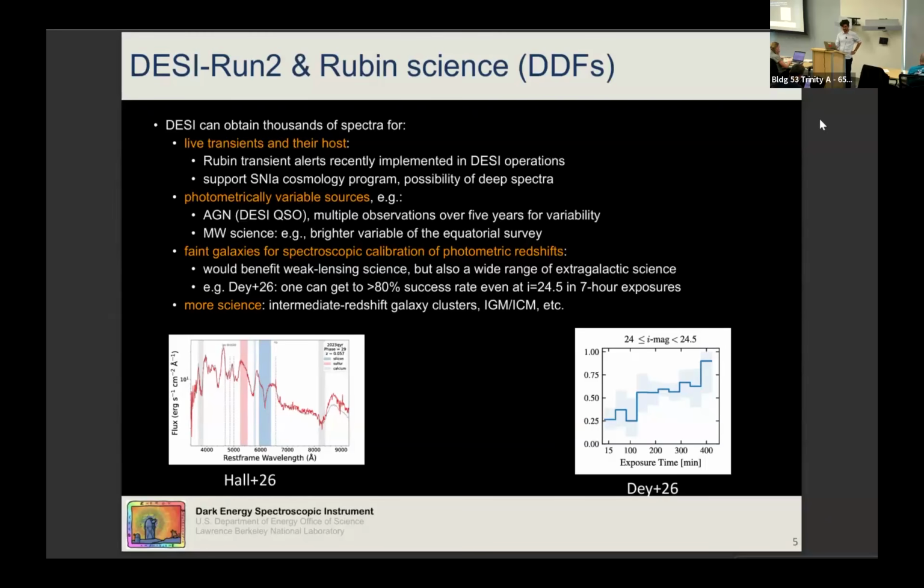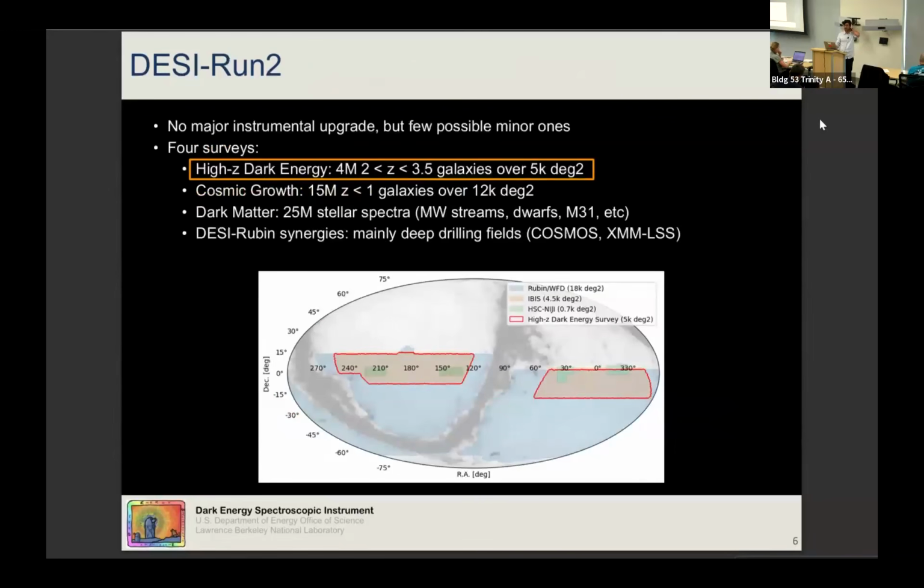So this is promising. And then there are even more science cases where DAISY can bring useful data to Rubin science, like for galaxy clusters or IGM or lenses, I guess. Okay, so now I'll talk about the IZ dark energy survey. You can see the footprint highlighted here in red.